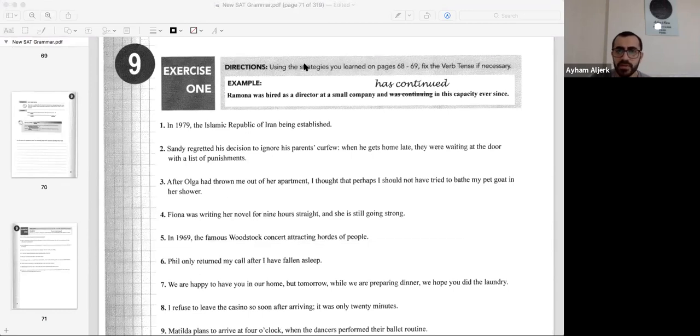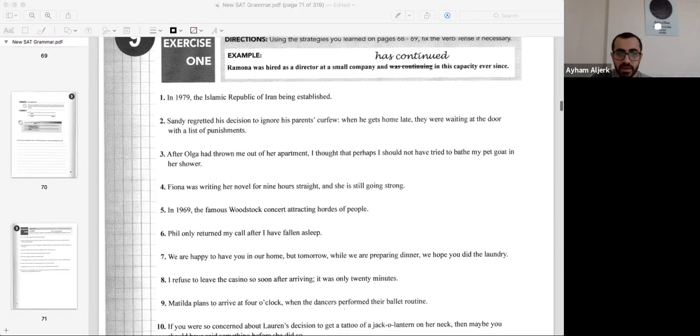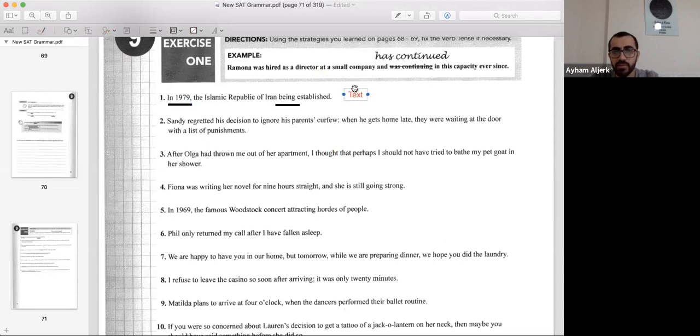Here, let's read the example first. Using the strategies, we need to fix the verb tense if necessary, as usual. Let's take a look at number 1. So in number 1, we have in 1979, the Islamic Republic of Iran being established. We said that usually, not always, when we have being, it means we're having a problem. And again, here, we need to use past simple because 1979, it means it happened and finished. And remember here, we should have past simple, but be careful. The Islamic Republic of Iran didn't establish itself. People established it. That's why we need to use passive. So was here, established. Exactly.